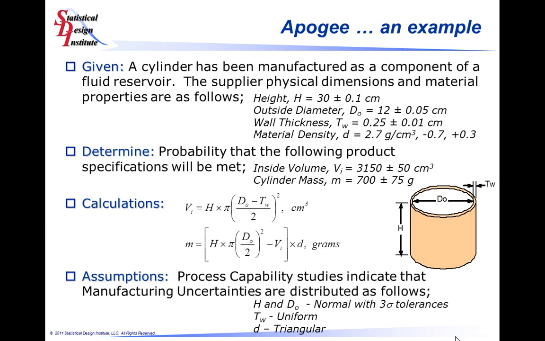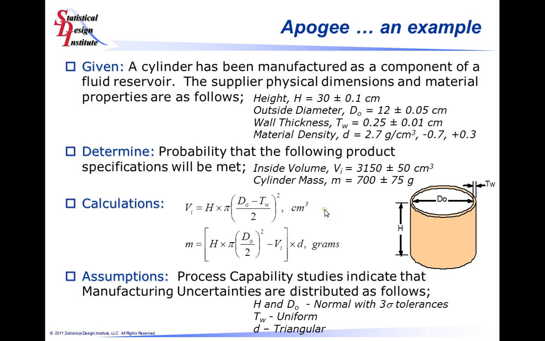The problem that we've discussed in the prior tutorials has been related to the manufacturing of a cylinder that would be a component of a fluid reservoir, and specifically we have identified nominal parameter dimensions through the design process, and associated tolerances would be assigned to each one of these. Now the objective is that with these tolerances and with these nominal values that we would be able to satisfy given requirements or specifications for the inside volume and the cylinder mass.